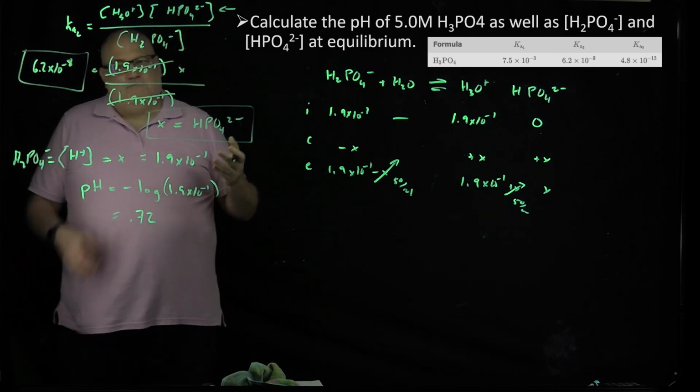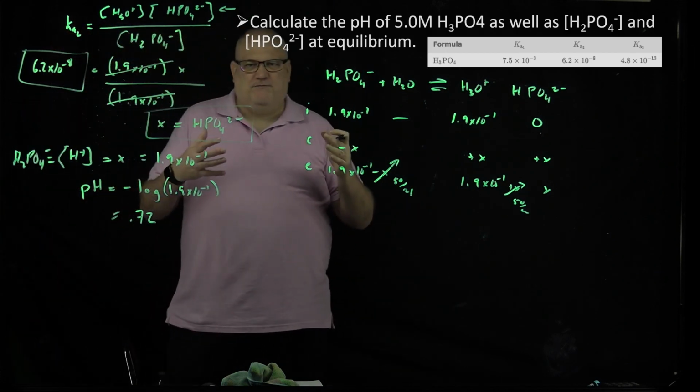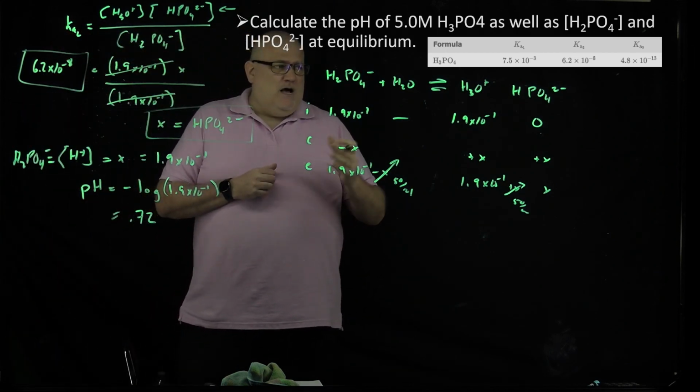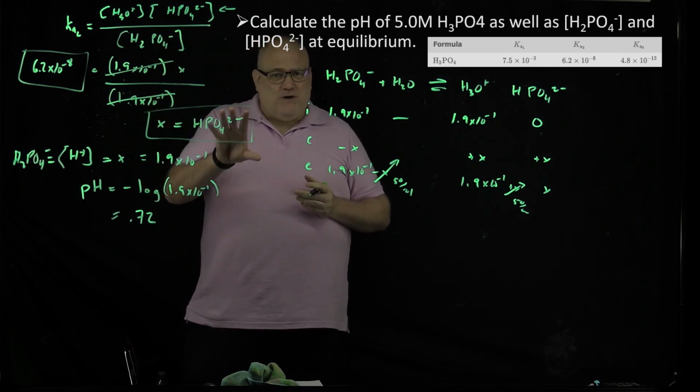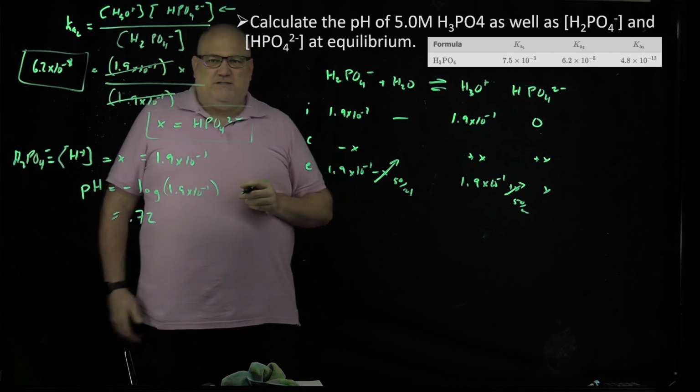Now this is a really happy spot. When we start doing titrations later, this is called the half equivalence point, but we're not going to deal with that right now. What we are going to be excited about is we have the HPO4 2 minus concentration.